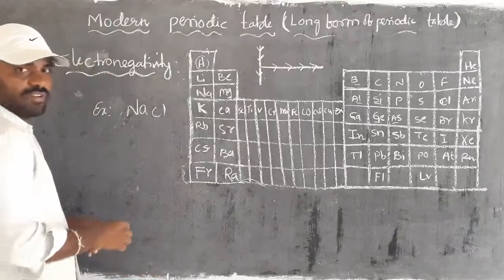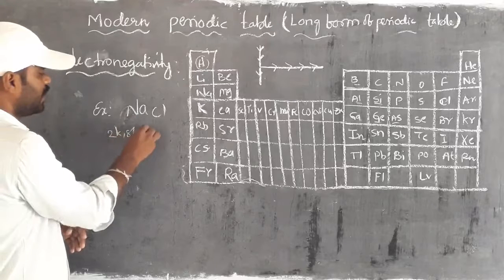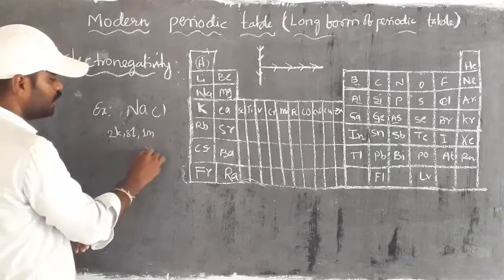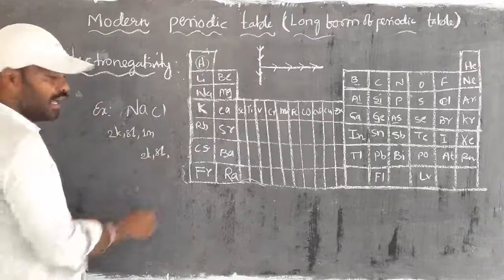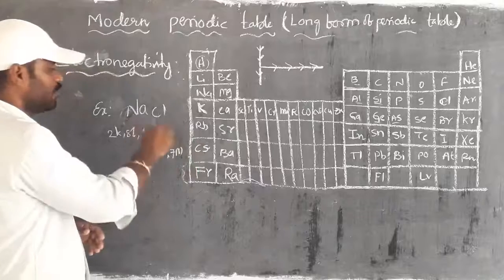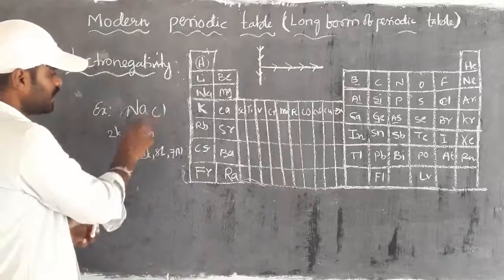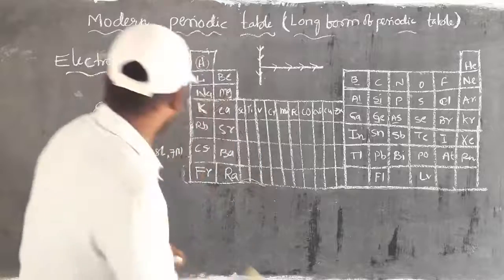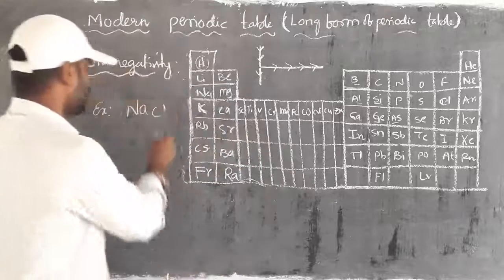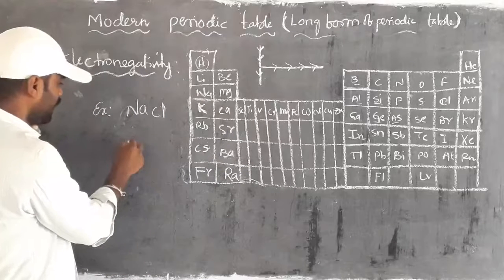Already last year we discussed the configuration. Sodium has 2K, 8L and 1M, whereas chlorine has 2K, 8L and 7M. Chlorine requires one electron and sodium is ready to lose one electron. So this one is ready to donate one electron to this.